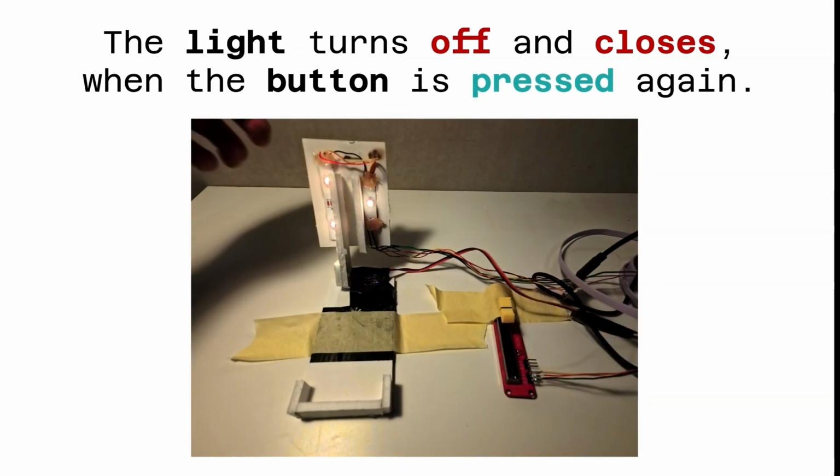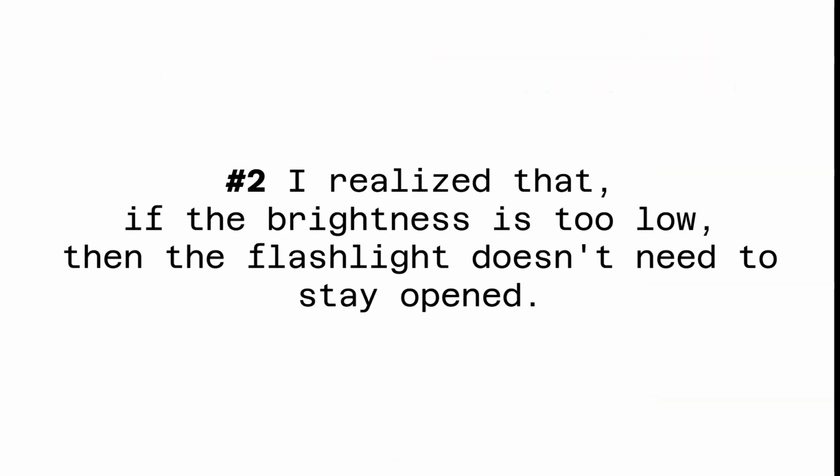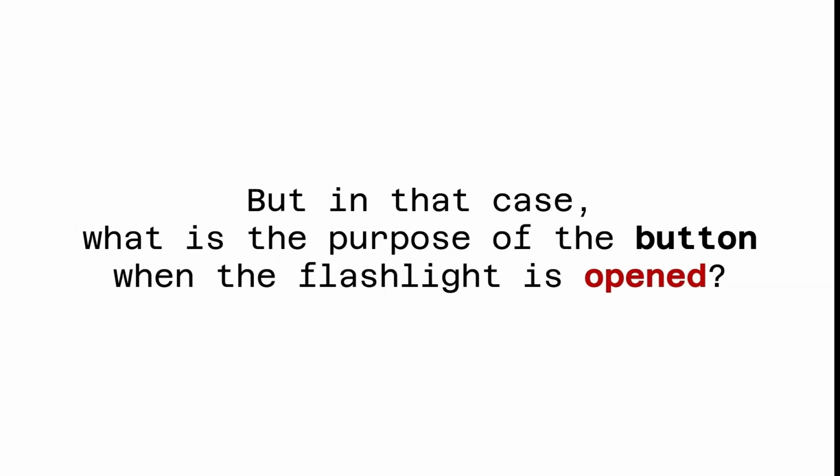The light turns off and closes when the button is pressed again. Second, I realized that if the brightness is too low, then the flashlight doesn't need to stay open. So when the LEDs reach a certain brightness, by lowering the slider, the servo can close the flashlight. But in that case, what is the purpose of the button when the flashlight is open?